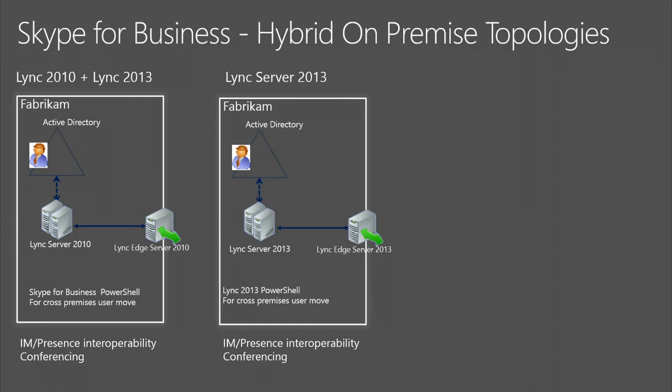Another topology that is supported is your Lync 2013 server and Edge. It's easier to use. You already have the Lync 2013 PowerShell commandlets that allow you to do moves between on-premise and online. Works great for IM and presence, interoperability, and conferencing.